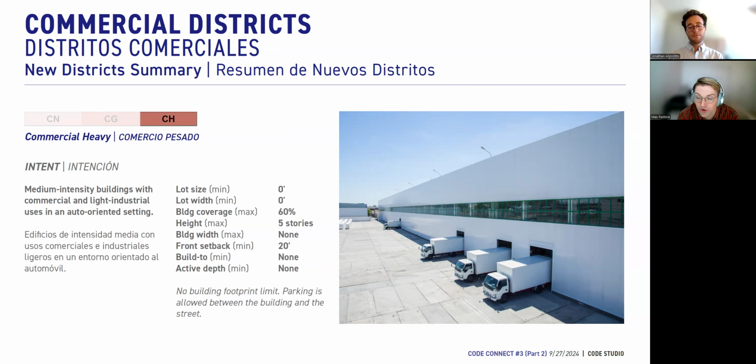I will say one of the major differences between commercial general and commercial heavy versus commercial neighborhood is that the height difference is a little bit different. So although you can do a bigger building that's wider and things like that, you can also go a little bit taller in these districts, up to 5 stories, versus in commercial neighborhood, we're really capping that to 3 stories.